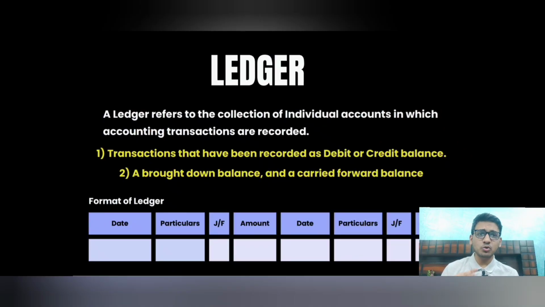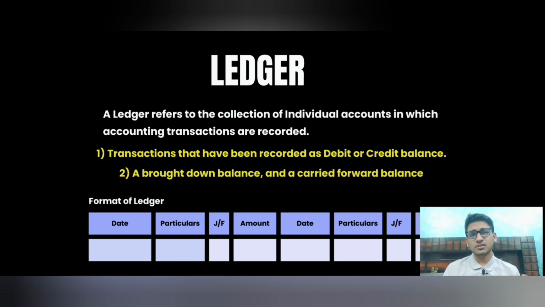We know that in order to record a transaction, at least two accounts are utilized. So a ledger is exactly opposite of that. A ledger refers to the collection of individual accounts in which the transactions are recorded, and the account can either have a debit balance or a credit balance. And number two, there will always be a brought down balance and a carried forward balance. So now let's understand what a brought down balance and a carried forward balance are.